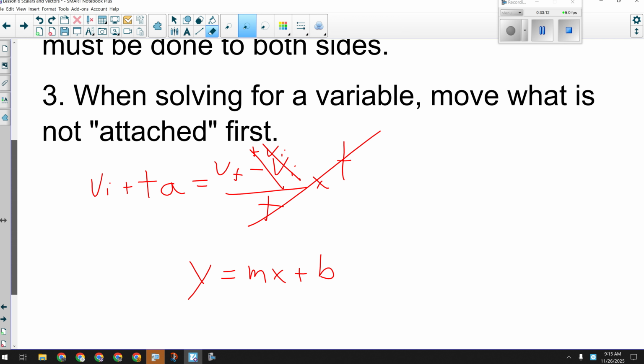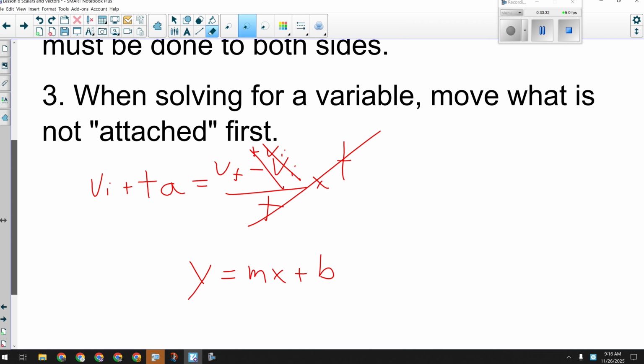What's not attached to m? X is attached to m. What's not attached to m? B, yeah. Okay, because m, it goes like this. M times x, that means m and x are attached, right? The plus b, that's outside of that. Okay, so m and x, because they're right beside each other and being multiplied by each other.